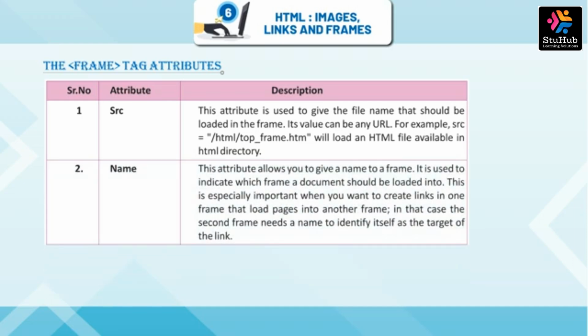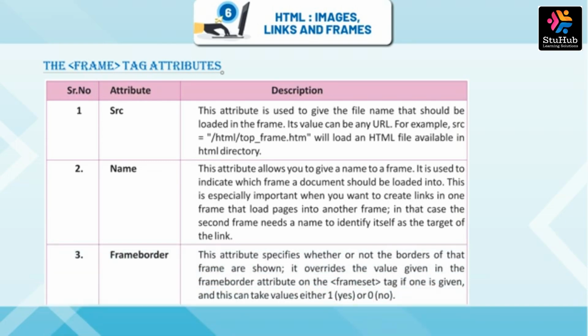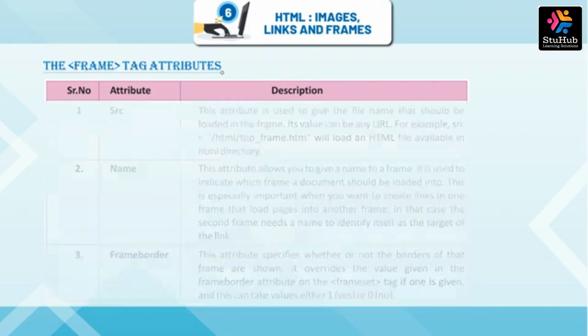2. Name. This attribute allows you to give a name to a frame. It is used to indicate which frame a document should be loaded into. This is especially important when you want to create links in one frame that load pages into another frame. In that case, the second frame needs a name to identify itself as a target of the link. 3. Frame border. This attribute specifies whether or not the borders of that frame are shown. It overrides the value given in the frame border attribute on the frameset tag if 1 is given, and this can take values either 1, yes, or 0, no.